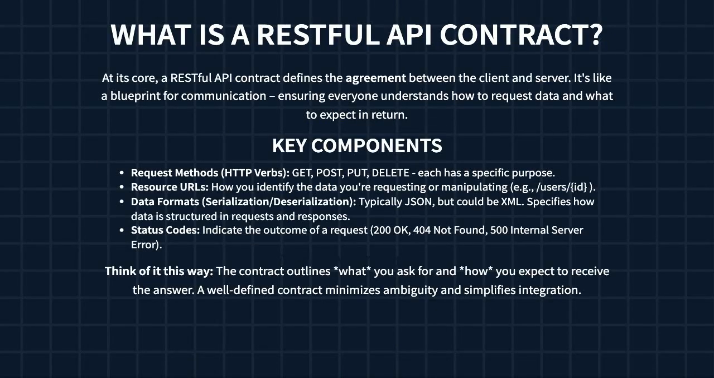Okay, let's talk about API contracts. They're super important in RESTful design. Basically, a contract is an agreement between your client, like a web app, and the server that's providing the data. It spells out exactly how you'll communicate, what kinds of requests you'll make, like getting information or creating something new. It also defines the format for exchanging data, usually JSON, and tells you what to expect back in terms of status codes, which let you know if everything went smoothly. A good contract makes sure everyone is on the same page, so there's no confusion when integrating different systems.